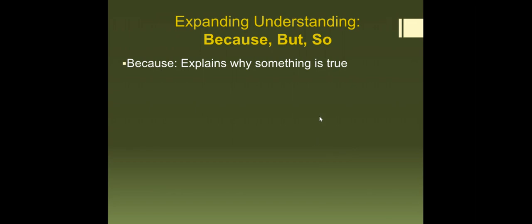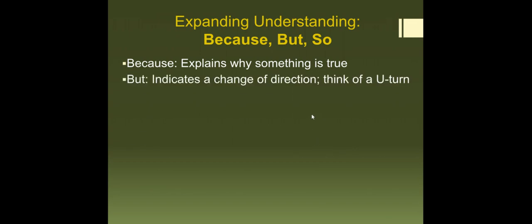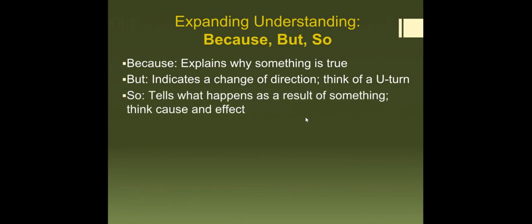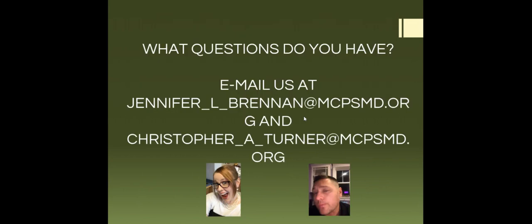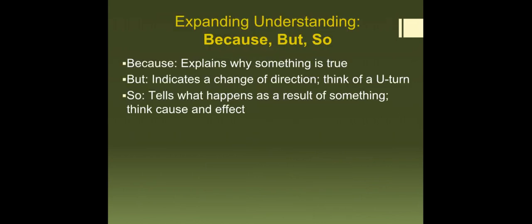So because explains why something is true. But indicates a change of direction. So think of a U-turn. So tells what happens as a result of something. So think cause and effect. Anytime a sentence is written, it needs to do more than just tell the bare minimum. It needs to explain. So whenever you're writing or reading a sentence, think to yourself, and, or, what's the point, and then use these three words. This is where because, but, so will always help you out.